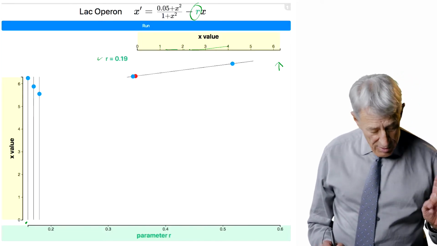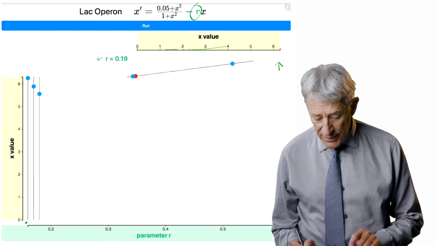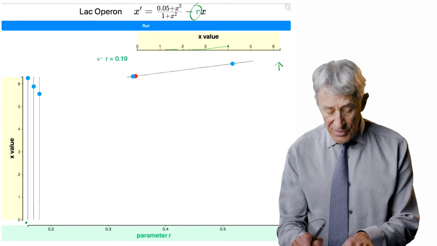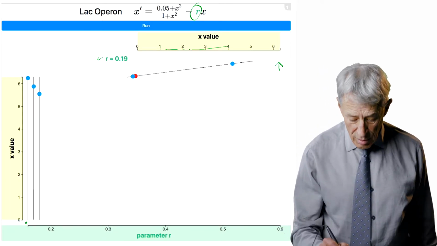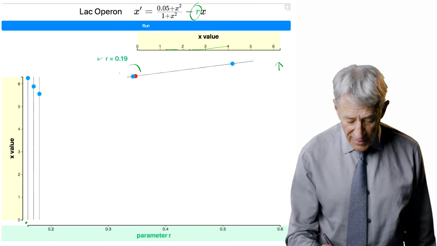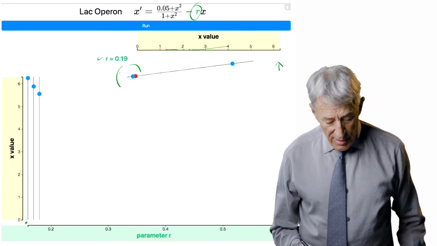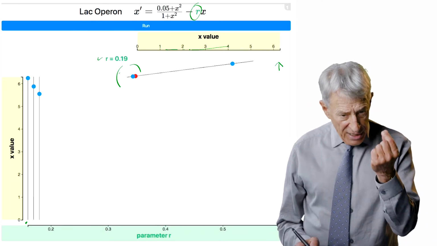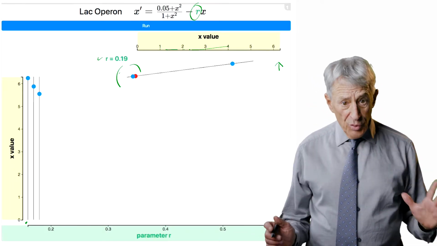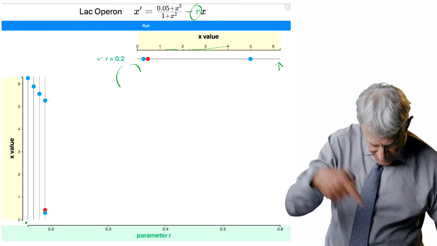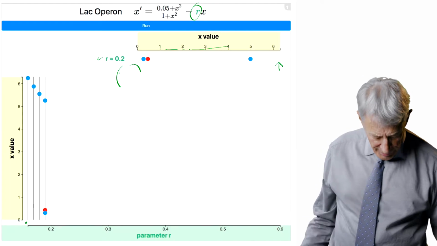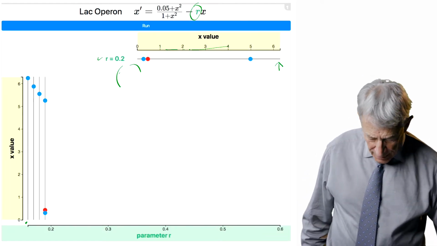At 0.19, you see what happens: we suddenly have the appearance of a new red and blue pair of equilibrium points. And this is the saddle node bifurcation. We now have two new equilibria. But we're going to take that and stack it up right above R equals 0.18.